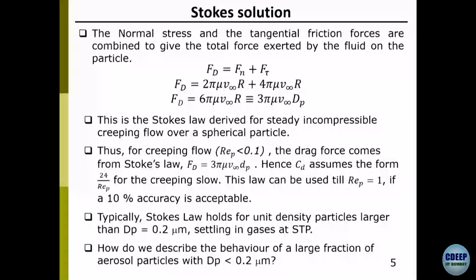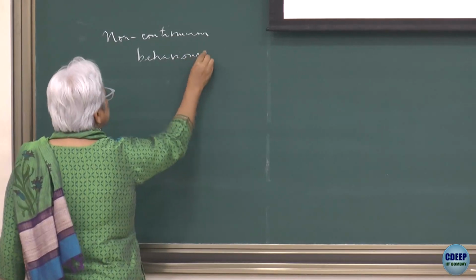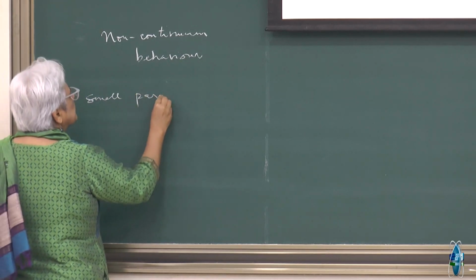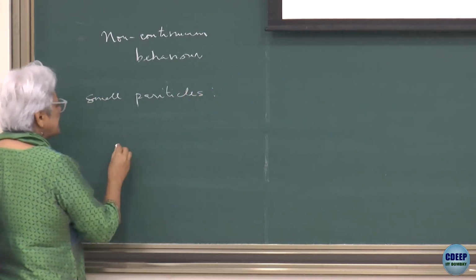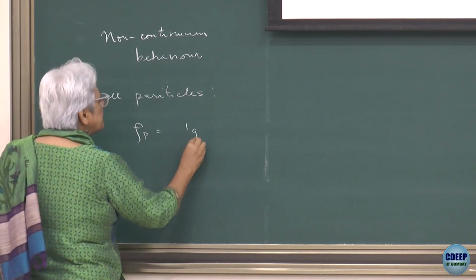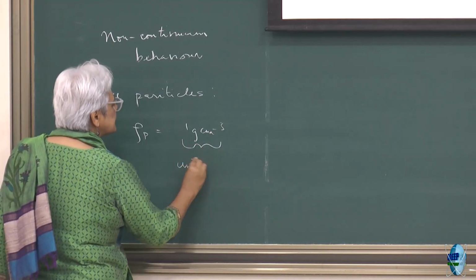Okay, so now we are going to be talking about moving to non-continuum behavior. Non-continuum behavior says that for particles that are smaller than a particular size, of the order of less than half a micron in diameter, and when we are talking in general about particles, typically we are using rho p equal to 1 gram per centimeter cubed, and this is why it is called unit density.